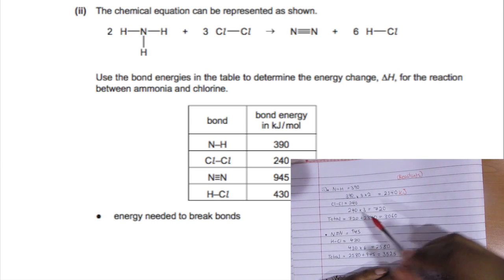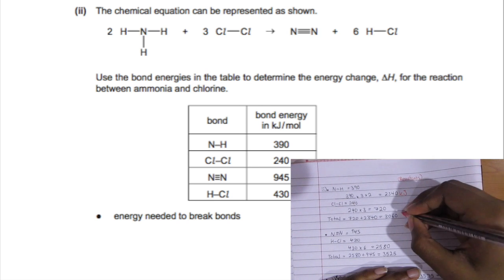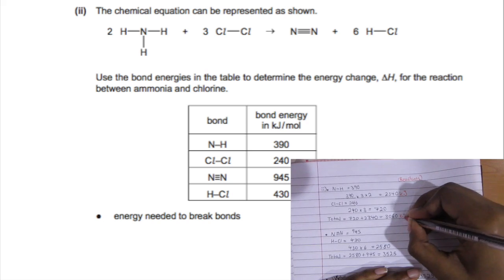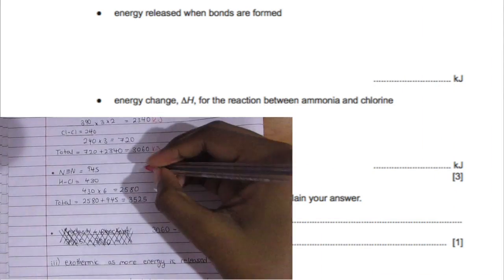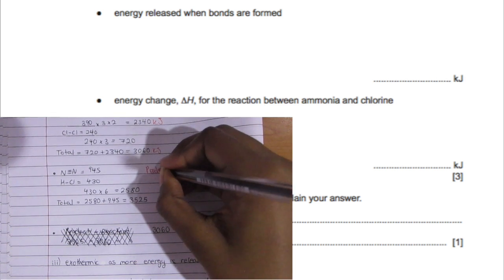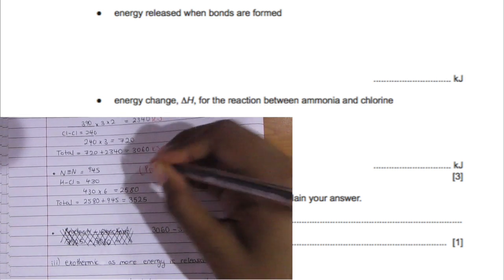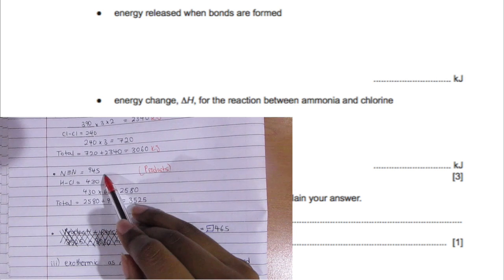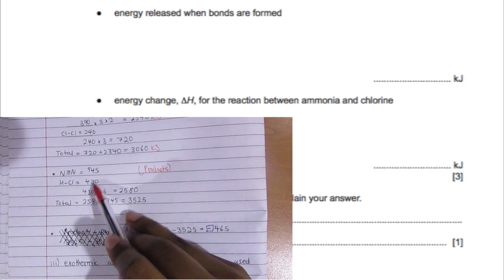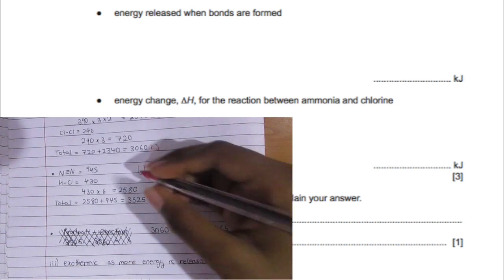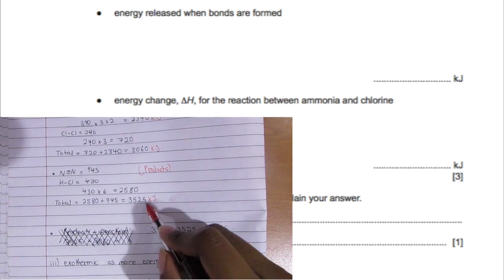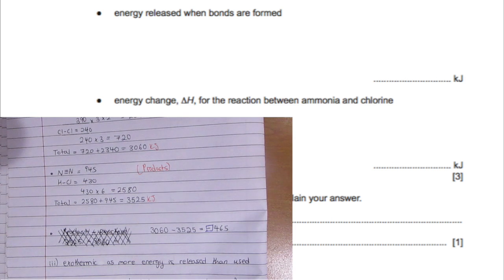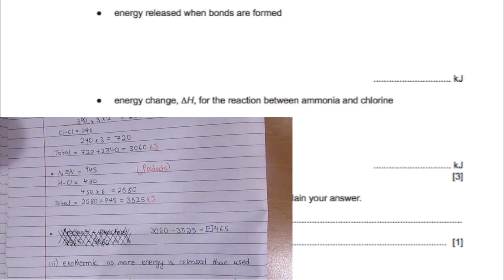Then for the chlorine, there's 3 of it, so 240 times 3. Then for the total, you're going to add them up together. The next, we're supposed to find the energy released when bonds are formed. That happens in the products because bonds are forming, right? So N≡N, that's 945. The HCl is 430 times 6 because they said there's 6 of it. You just check the coefficient. Then you add it up together, it gives you 3,525 kilojoules.